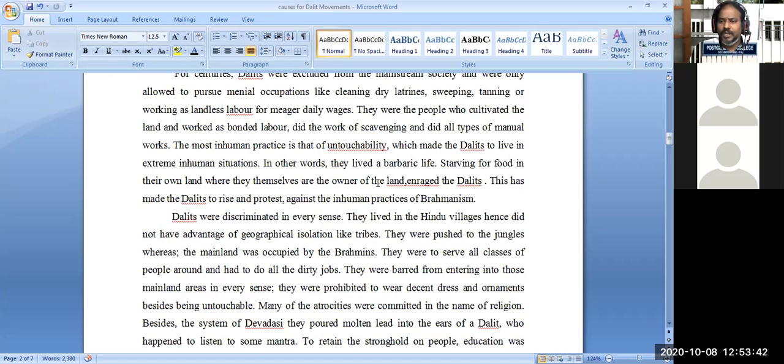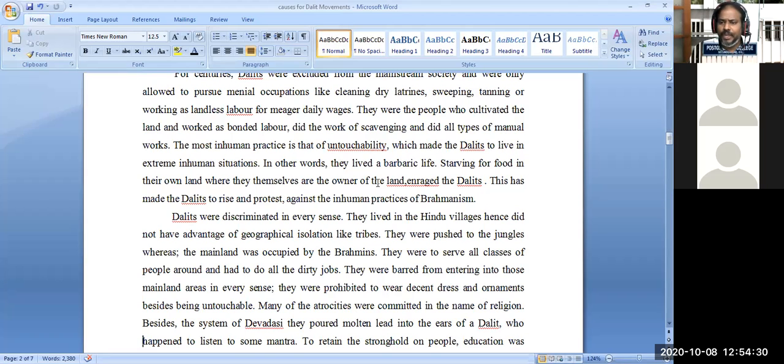They lived in Hindu villages, hence did not have the advantage of geographical isolation like the tribes. They are also living along with the other communities, but they are far away from those habitations, far away from the houses of the upper classes, castes or communities. They were pushed to the jungles, whereas the mainland was occupied by the Brahmins. They had to serve all classes of the people around and do all the dirty jobs. They were barred from entering the mainland or the main society, the main areas in every sense.